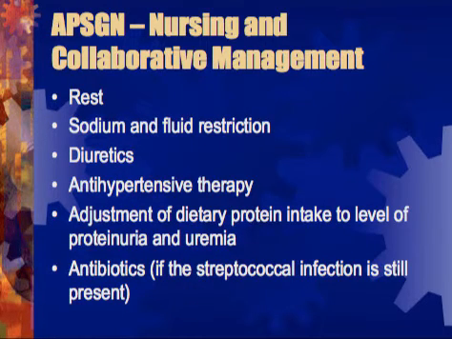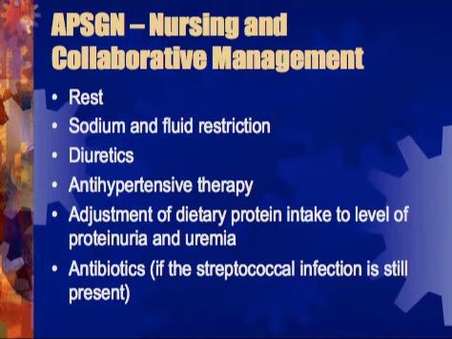What are some of our treatments? You can see these in front of you: rest, sodium and fluid restrictions, diuretics, antihypertensive therapy, adjustment of dietary protein to the level of proteinuria and uremia, antibiotics if the streptococcal infection is still present. 95% of folks with glomerulonephritis and APSGN have a 95% or greater recovery, a complete recovery.